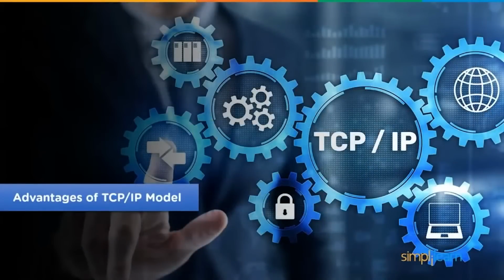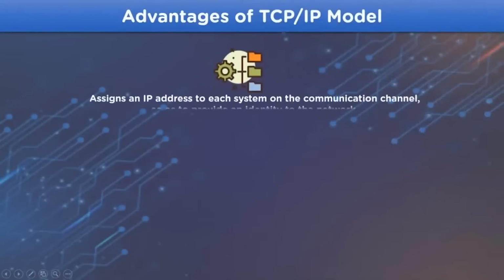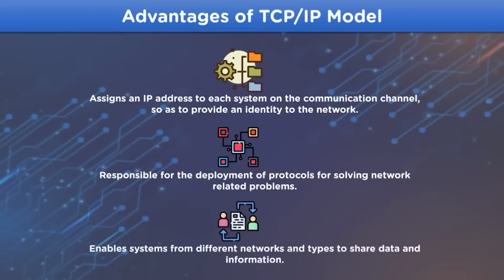Let's move on with the advantages of using the TCP/IP model. The TCP/IP model assigns an IP address to each of the systems available on the network channel so that they can be identified on the internet. Then they are also responsible for enacting different protocols on the data that is to be transmitted over the communication channel. The TCP/IP model also enables the user and the system to access different formats of data over the communication channel.